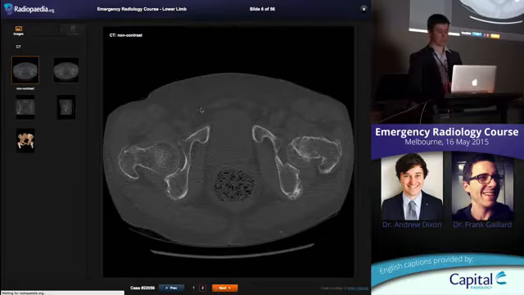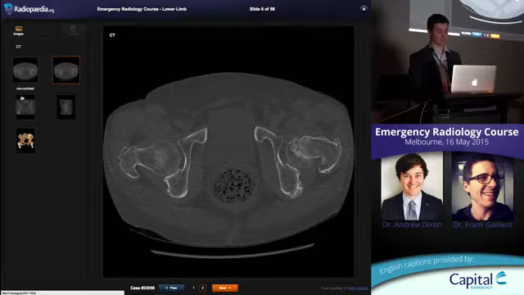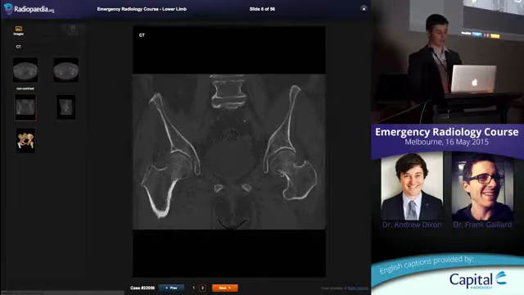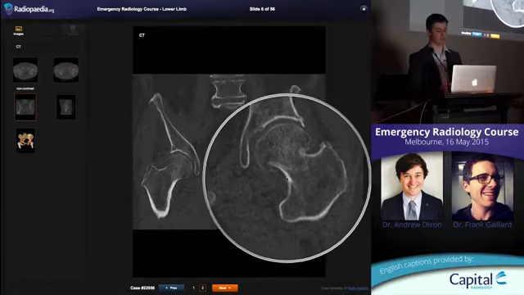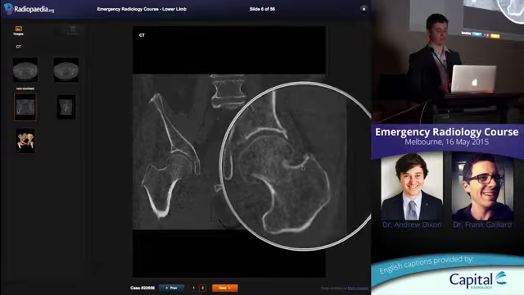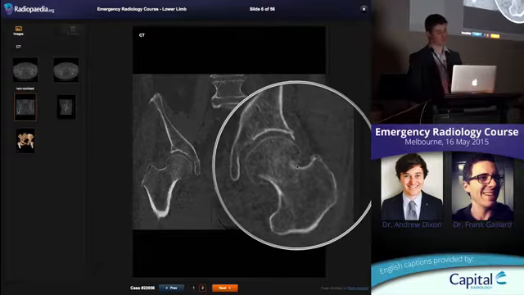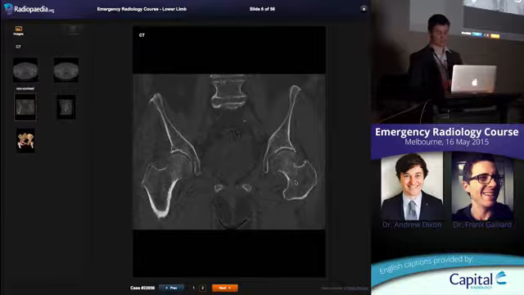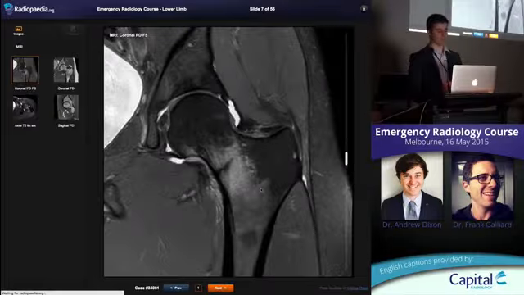On the CT, you can see there's actually quite an impacted fracture. You can see that nice correlation to what we were seeing on the plain film coming along, and then that cortical step coming along here, bone, okay? So significantly impacted fracture of the femoral neck, intracapsular.